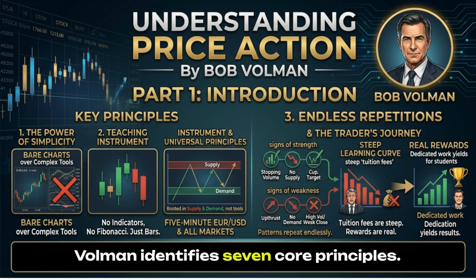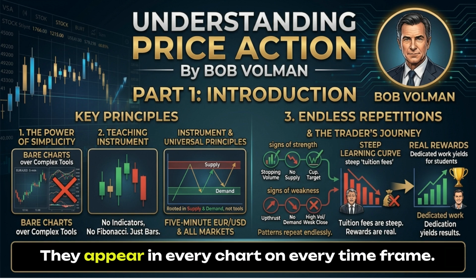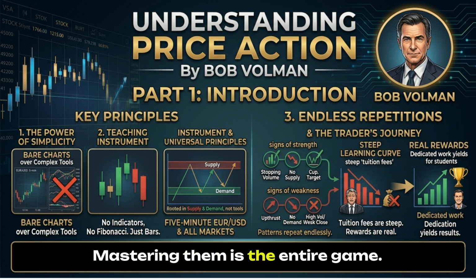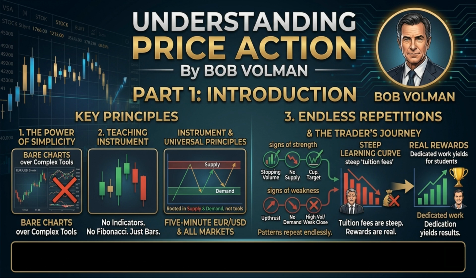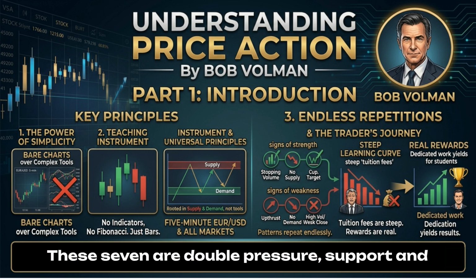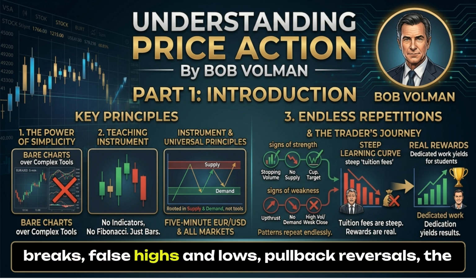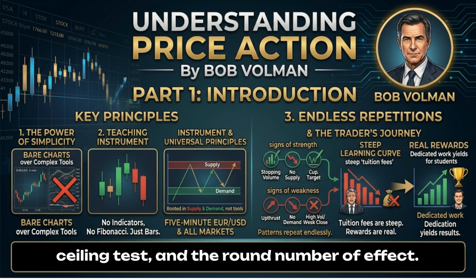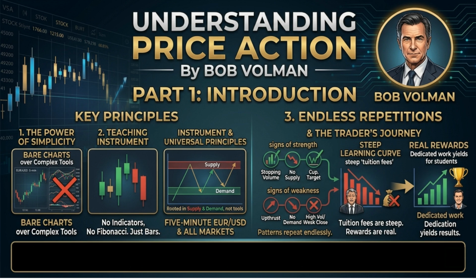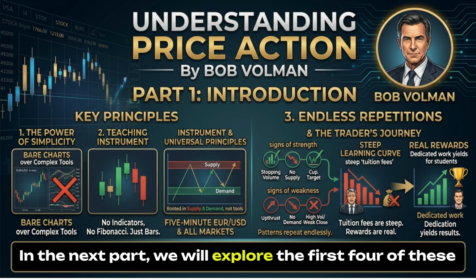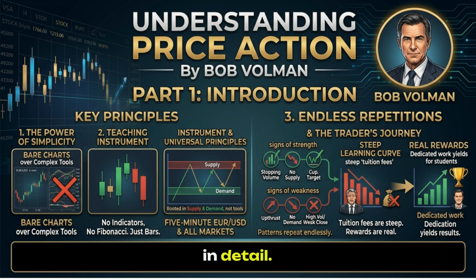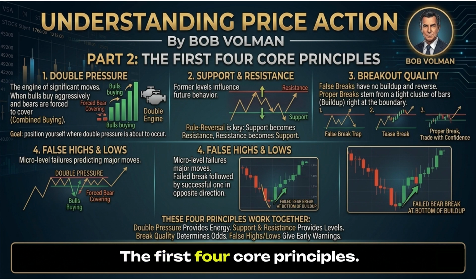Volman identifies 7 core principles. They appear in every chart, on every time frame. Mastering them is the entire game. These 7 are: double pressure, support and resistance, false breaks, tease breaks, and proper breaks, false highs and lows, pullback reversals, the ceiling test, and the round number effect. In the next part, we will explore the first 4 of these in detail. Part 2, the first 4 core principles.